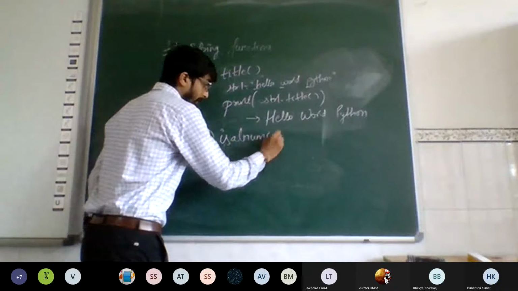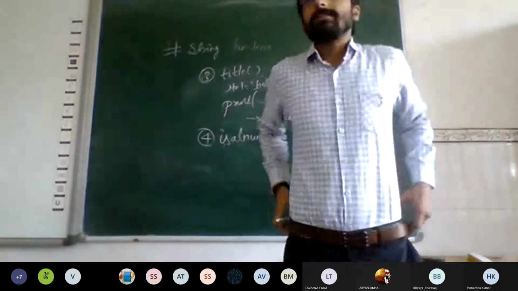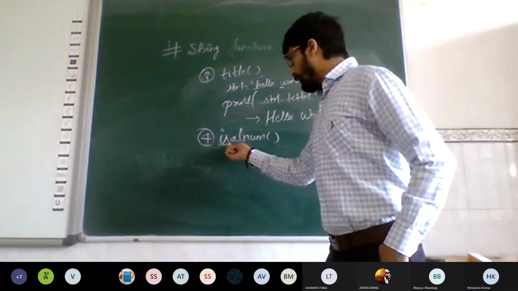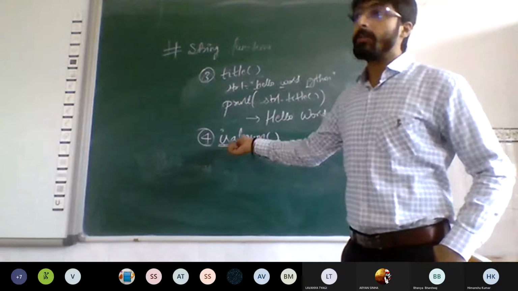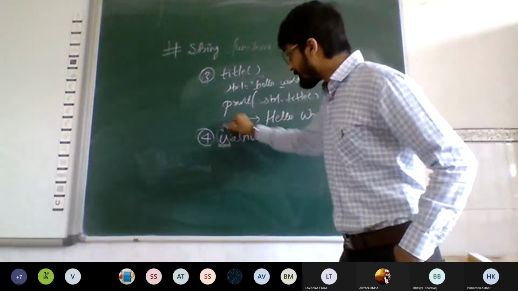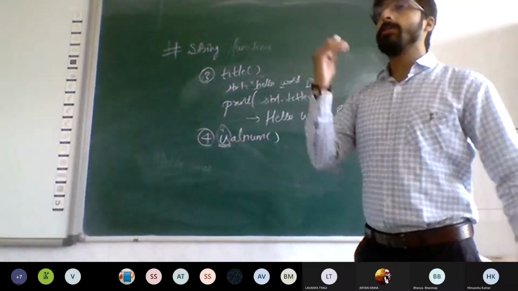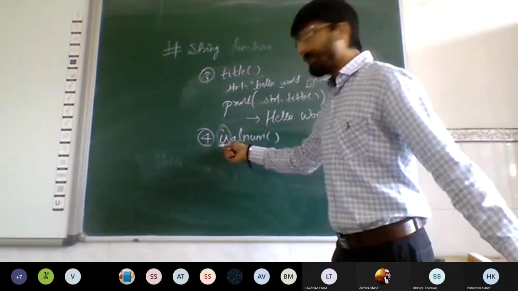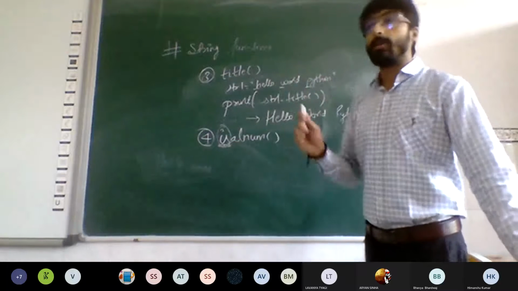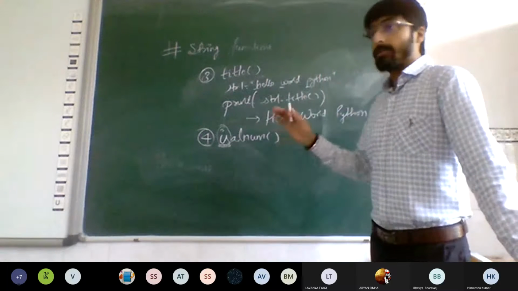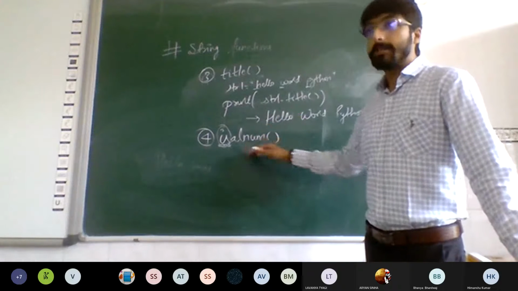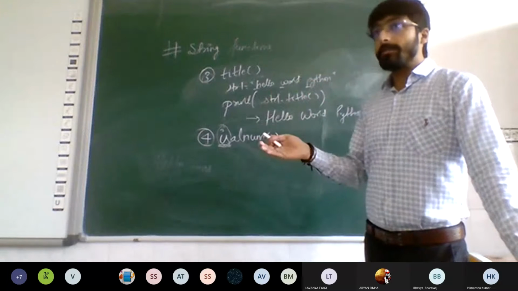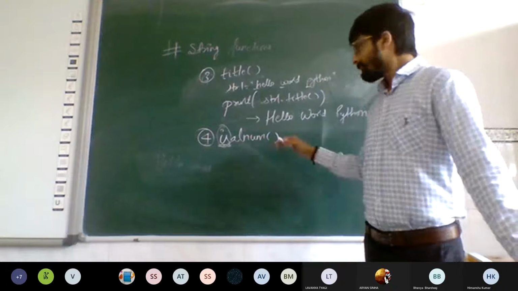The fourth function is isalnum. The isalnum function checks whether, now I've told you this before, I'm telling you again. Whichever function starts with the letter is, it is going to return you a Boolean literal, either true or false. It will check whether it is true or false. So this isalnum function will check whether the string is having alphabets or numbers or both. You may write it down.